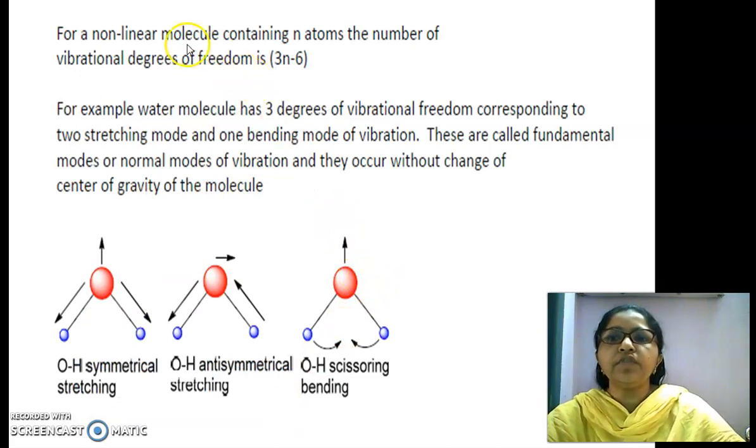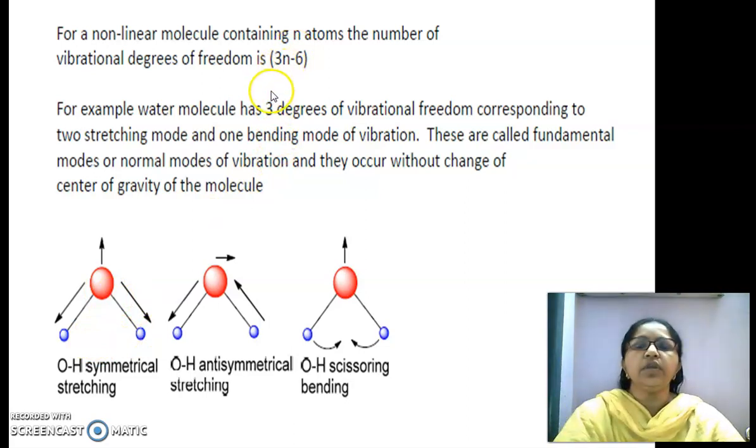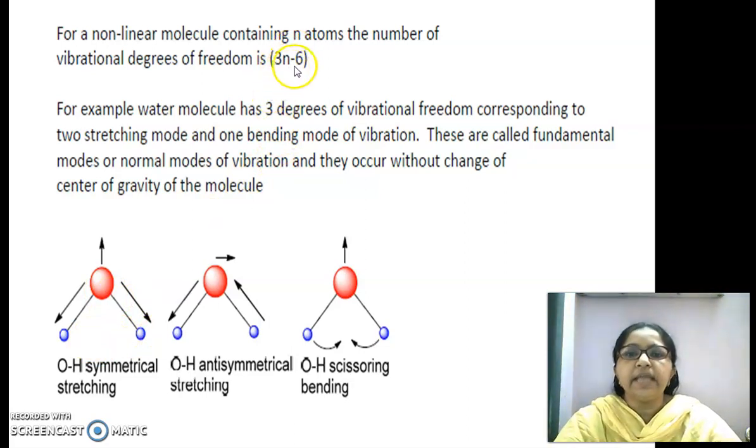Next one, if it is a non-linear molecule, meaning it is having an angle between the bonds, what will be the formula? What is the number of vibrational degrees of freedom? So we will be having 3n minus 6. If we take an example like water, H2O, it is a non-linear molecule. So it is 3 into 3 is 9. 9 minus 6 is 3.